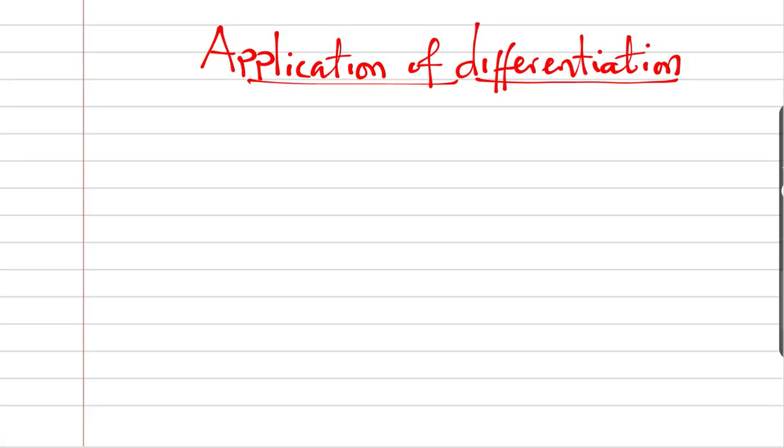Don't forget, in my previous video I told you that the idea of differentiation comes from gradient, that is m, which is equal to change in y over change in x, and that's what we write as dy dx. So if a question says find the gradient of a function, it means find the dy dx.